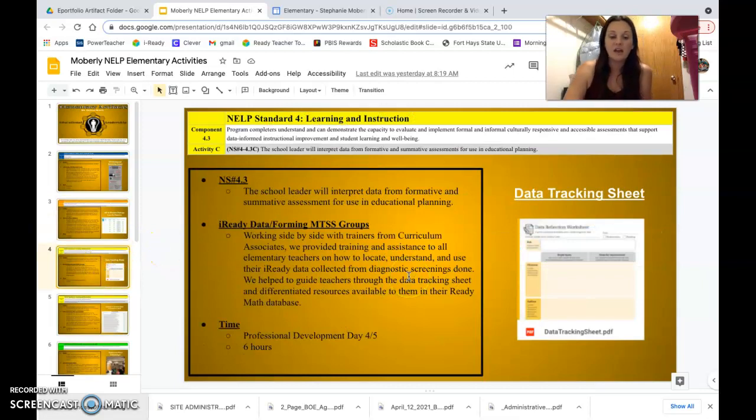The data tracking sheet, we use data. This is for our math curriculum. It goes along with our math curriculum. We use that data a lot to create MTSS groupings, small groups for small group instruction. So this is the data tracking sheet that we see. And I actually work with trainers from Curriculum Associates and on trainings for people within my school district. So I do a lot of that.